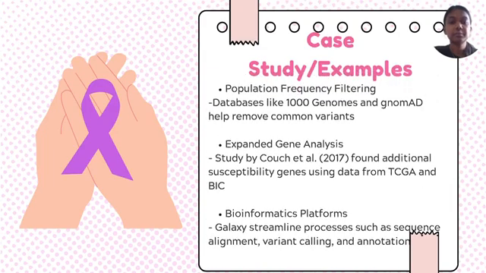An example in population and frequency filtering is databases like 1000 Genomes and gnomAD that were used to help remove common variants in breast cancer gene analysis. For expanded gene analysis, a study by Couch in 2017 found additional susceptibility genes using data from TCGA and also BIC. As for bioinformatic platforms, platforms like Galaxy streamline processes such as sequence alignment, variant calling, and also annotation in breast cancer gene analysis.